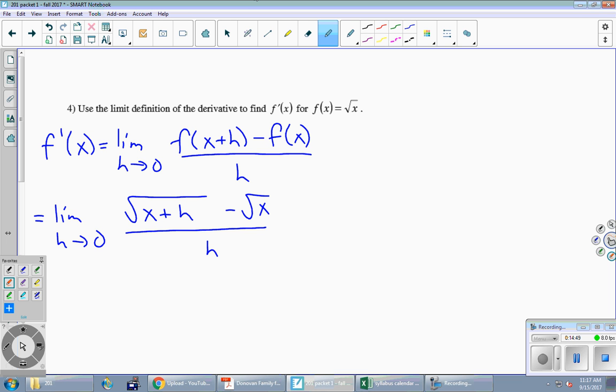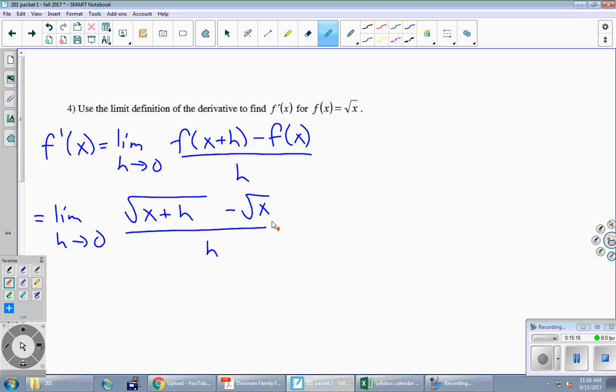f of x is just square root of x. So I've just copied that in the second slot. And then f of x plus h, I just replace the x with x plus h. So it's square root of x plus h, all inside that square root, all divided by h. What I'd really like to do is plug in h equals 0, but I cannot right now because that's division by 0. The top also turns out to be 0. We need to do work to resolve that before I can plug in h equals 0.